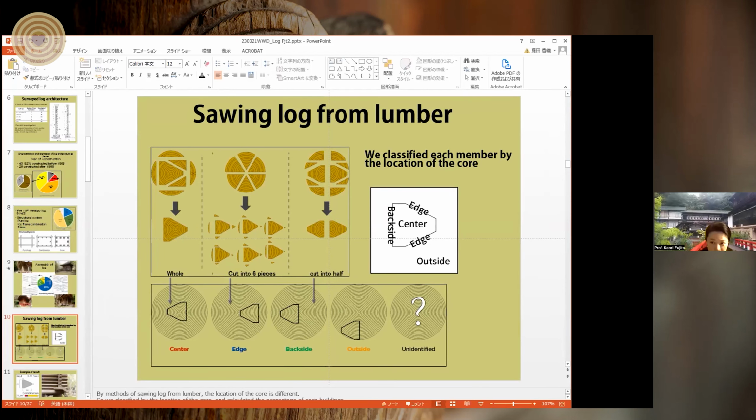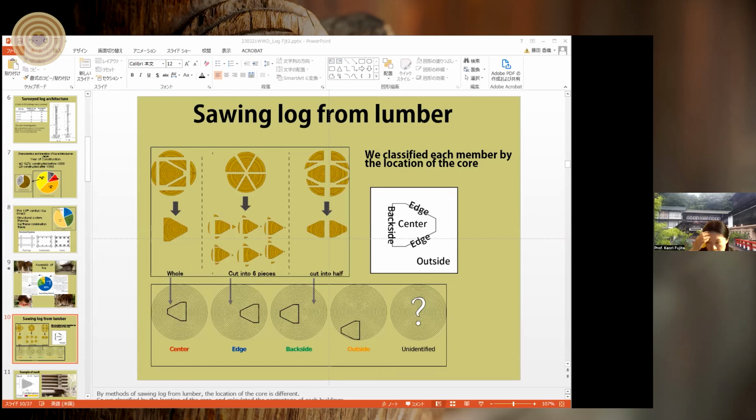Oh, thank you. That's a very nice question. It would be ideal to do that, but unfortunately, most of the log architecture constructed before the 19th century, 43 in total.